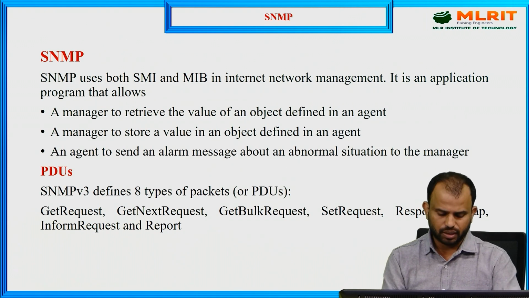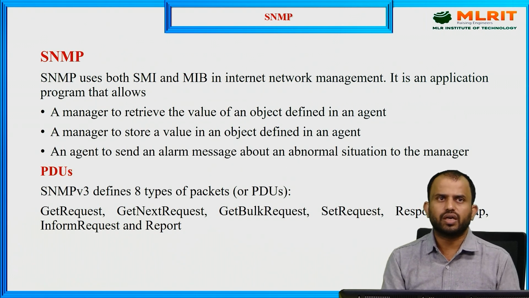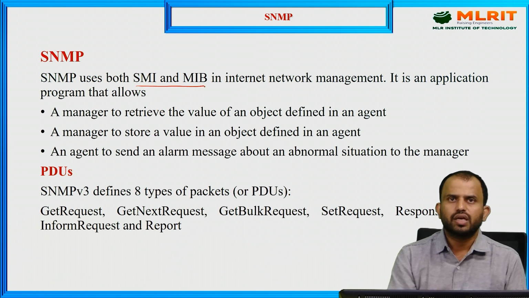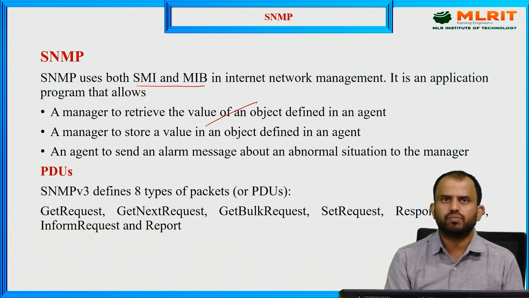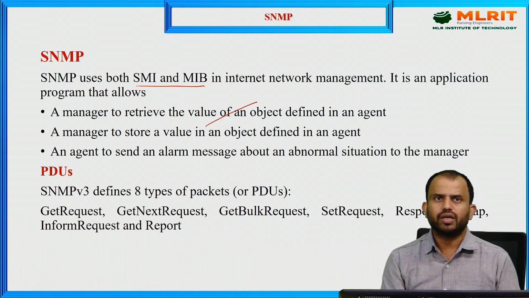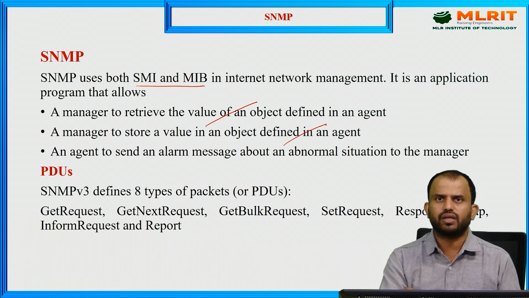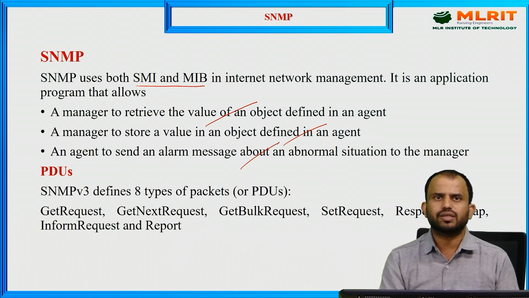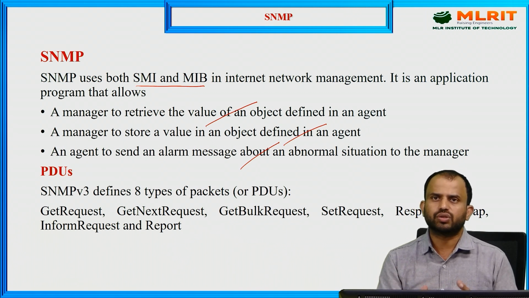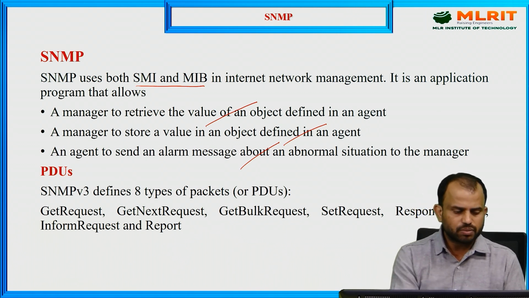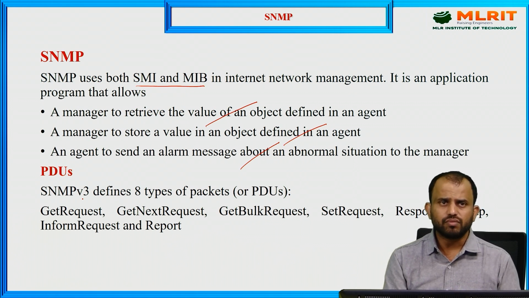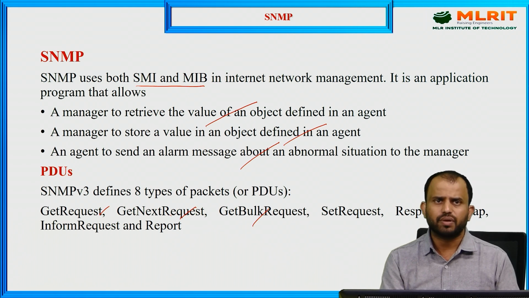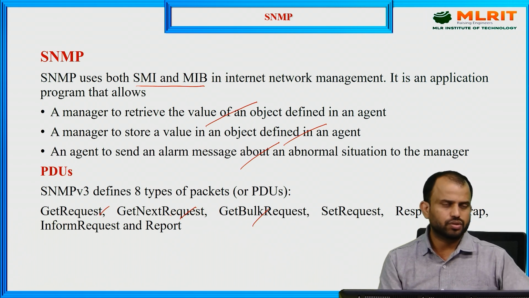And what is SNMP? SNMP uses both SMI and MIB to manage network systems. It retrieves the value of an object defined in the agent, or stores a value defined in the agent, and the agent sends an alarm message about an abnormal situation to the manager. Similarly, PDUs, Protocol Data Units, are the different types of packets we use. We have get request, next request, bulk request, set request, response, and trap, all stored in the PDUs.